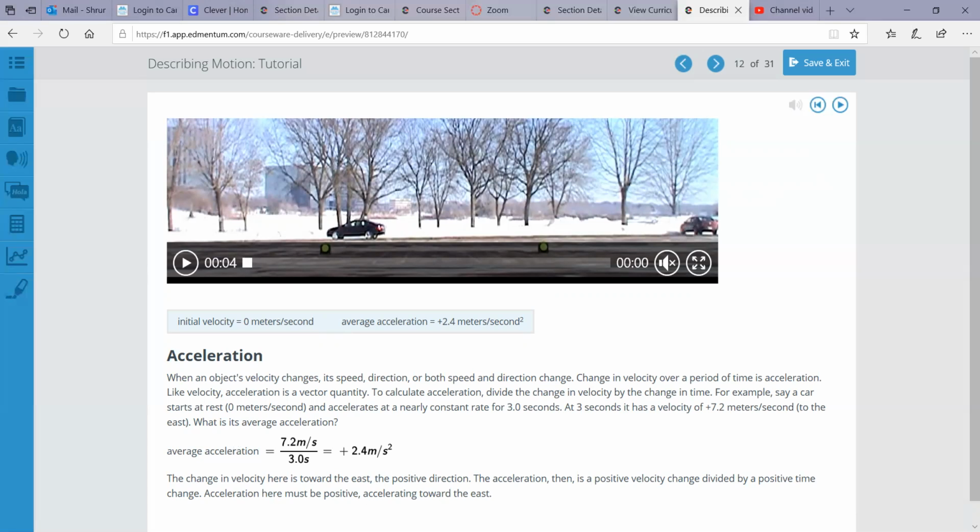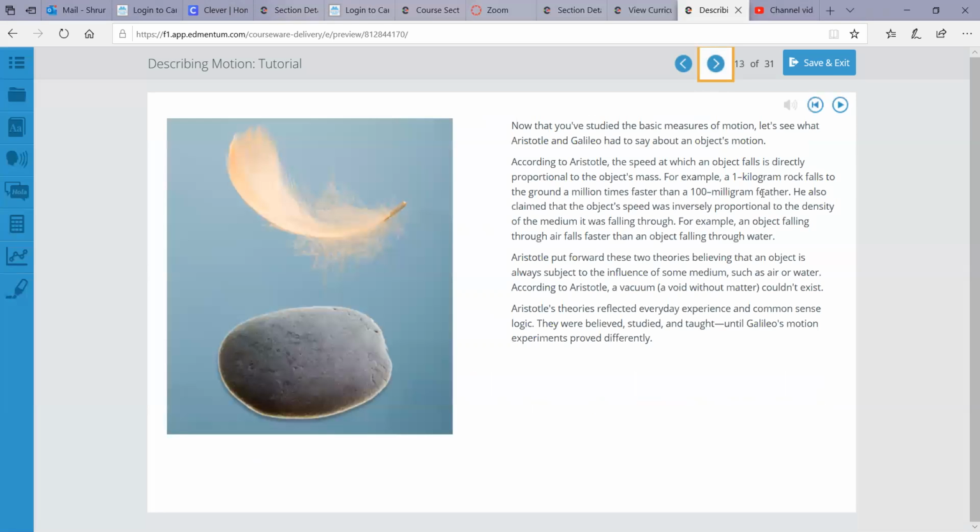The change in velocity here is toward the east, the positive direction. The acceleration then is a positive velocity change divided by a positive time change. Acceleration here must be positive because you're accelerating toward the east, which is the positive direction from our point of view.